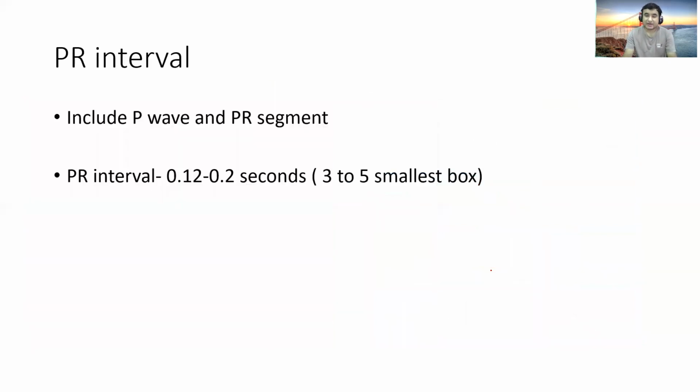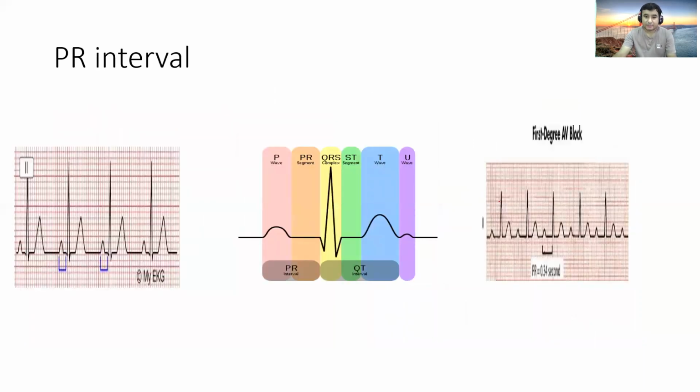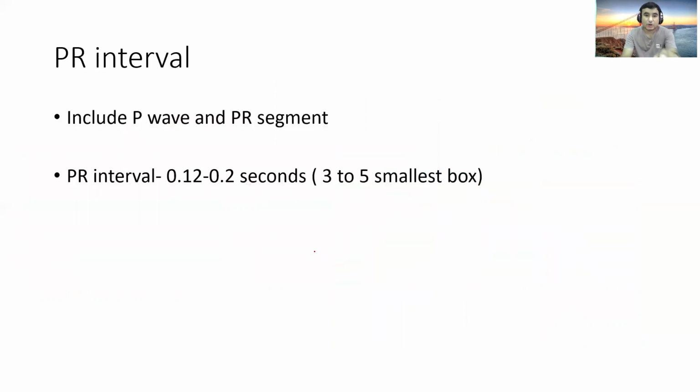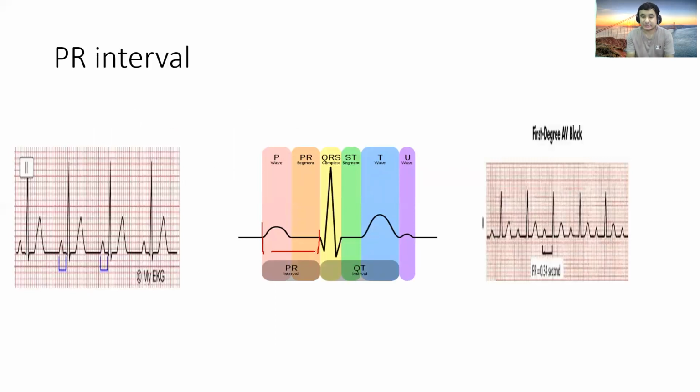Regarding the PR interval, as I've already told you, it extends from the initiation of the P wave to the initiation of the Q wave. This is the PR interval. Sometimes we have to measure the duration of the PR interval. It's usually 0.12 to 0.2 seconds, but if it is more than that, let's suppose the PR interval is 0.24 seconds, then we can say there is a prolonged PR interval and there is some degree of heart block or a delay in conduction. That's why you have to measure the PR interval as well.